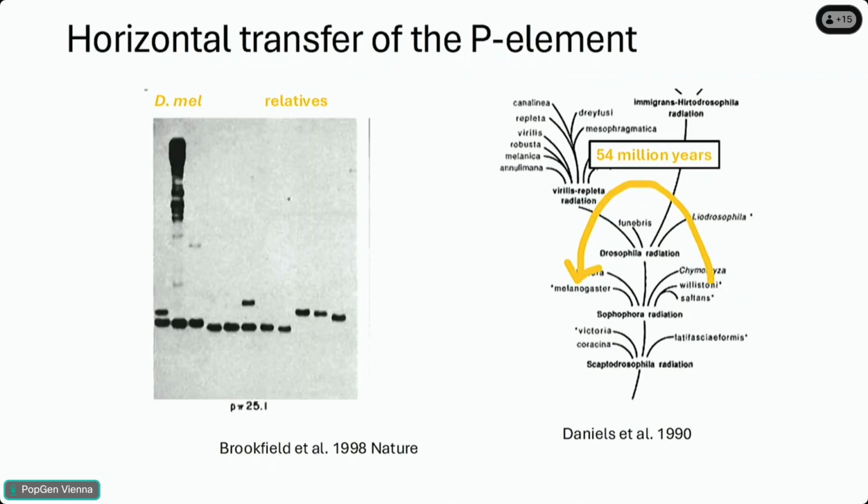In Margaret Kidwell's lab, they went out and they found the source of the P-element, which is a Caribbean species called Willistonii. They think it's the source because the P-element that exists in Willistonii is very similar genetically to, one base pair different to, the P-element that occurs in melanogaster. And this is despite those two species being 54 million years apart.